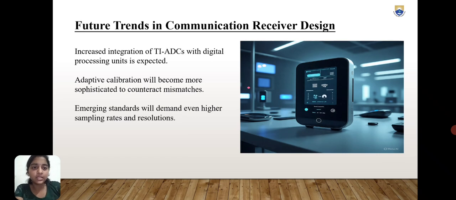Future trends in communication receiver design. Increased integration of TI ADCs with digital processing units is expected. Adaptive calibration will become more sophisticated to counteract mismatches. Emerging standards will demand even higher sampling rates and resolutions.